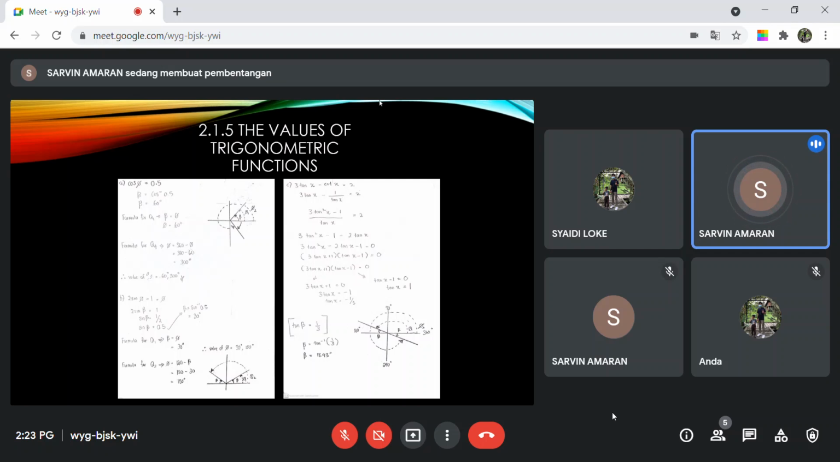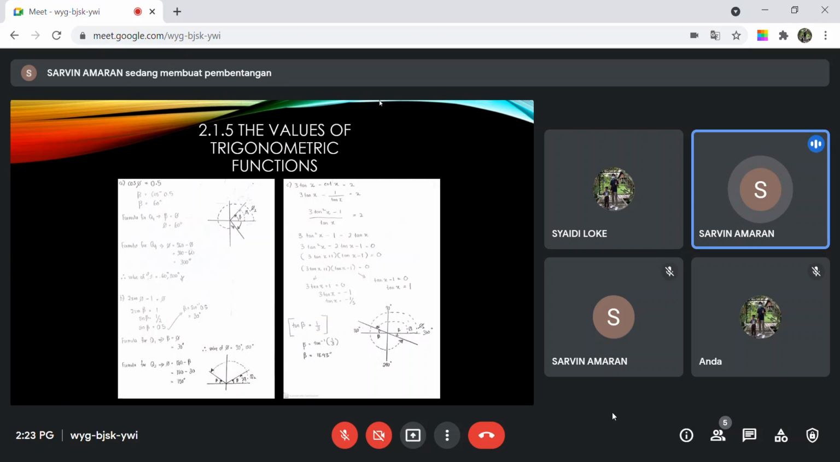So the formula for quadrant 1 is theta equals the reference angle, which is 30 degrees. And the formula for quadrant 2 is 180 minus the reference angle. So 180 minus 30 equals 150.